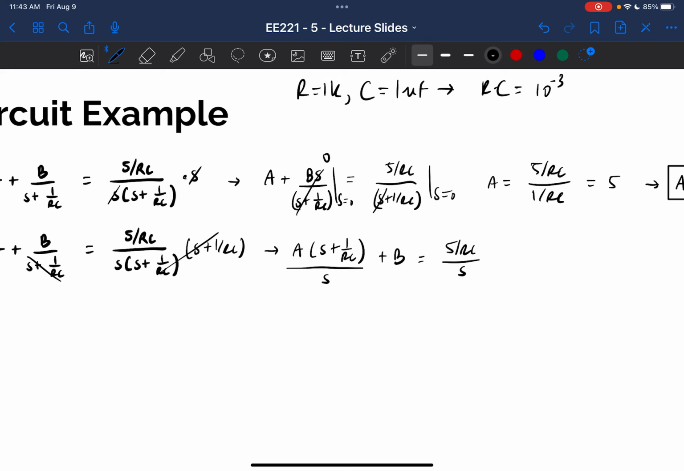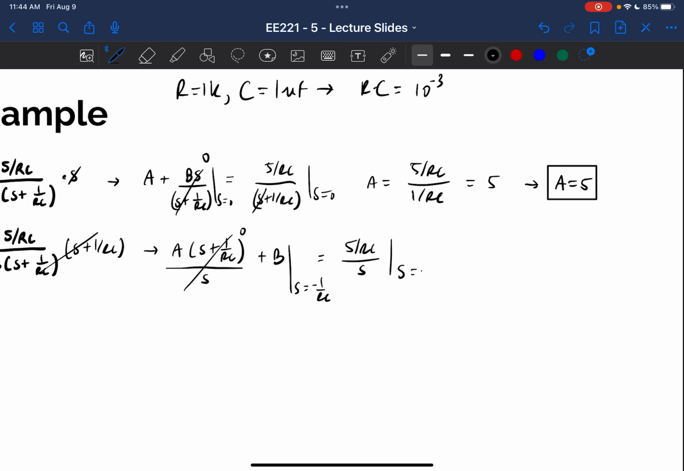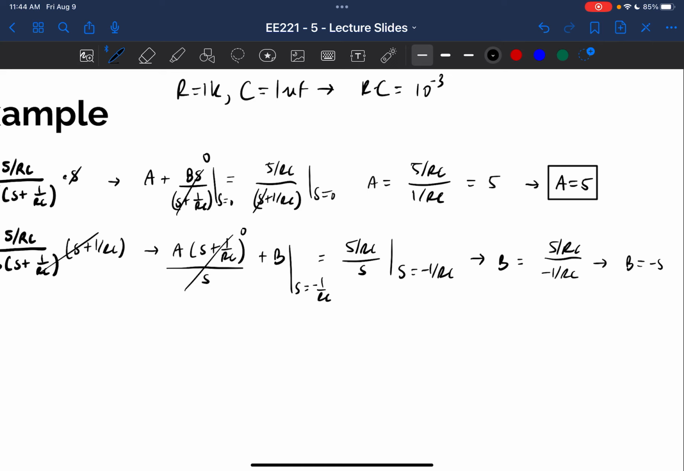So let's give me some more room here. I'm going to evaluate this side at S equals negative 1 over RC. That causes this term to go to 0. And I evaluate this side at S equals negative 1 over RC. And so I get B is going to be 5 over RC divided by negative 1 over RC, and that's just going to give me B equals negative 5. All right, and so we've done our partial fraction expansion.